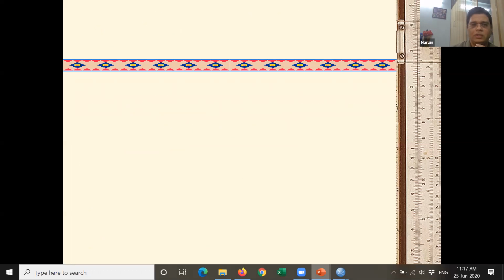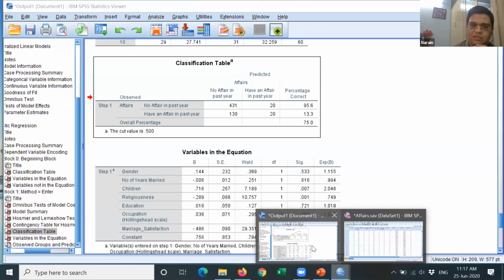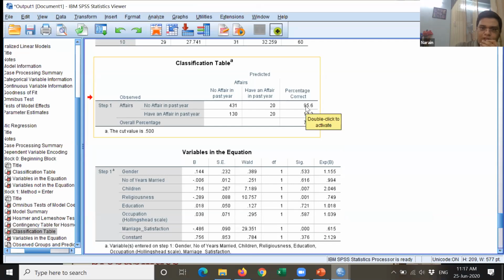Let me also put it as a paradox which we are saying. Can you be more concerned about the first aspect, which is sensitivity and specificity, rather than the second one? What is this number? 95.6%. So I'm accurate 95.6% in assigning that the person does not have an affair, and I also put them as not having an affair. Vis-a-vis the second one, the person is having an affair, and I also classify them as a person having an affair. That's my specificity, or 1 minus specificity is the sensitivity. 13.3% is the sensitivity. Overall, I'm accurate to the extent of 75%. That means 25% of cases I'm misjudging.